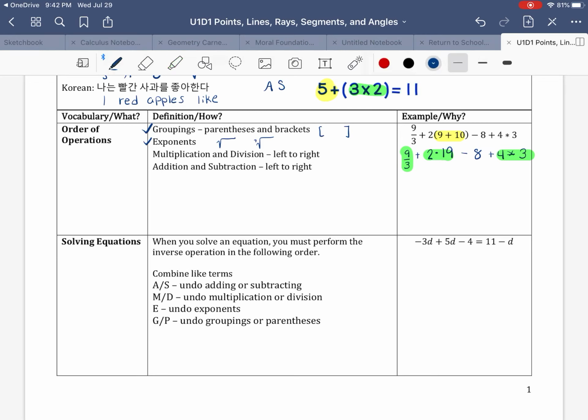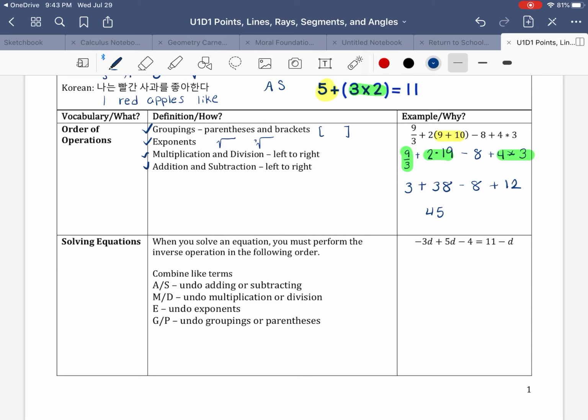I know that 9 divided by 3 is 3, plus 2 times 19 is 38, minus 8 plus 12, which is what you get from 4 times 3. Now we just have addition and subtraction all the way through, so I can go left to right. So 3 plus 38 minus 8 plus 12, I'll end up with 45, which is my final answer. Okay? So we did our multiplication and then our addition.